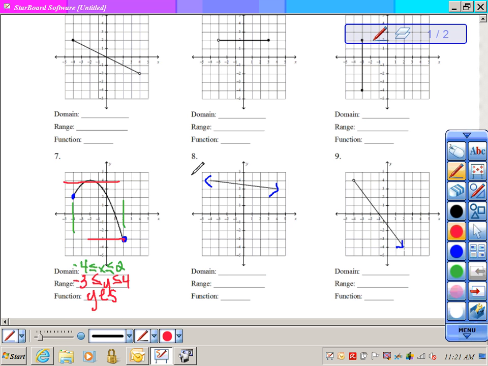Number 8. Domain, my x values. It's going to continue going to the left and continue going to the right, so I can assume it's going to be all of these numbers on this number line. So I can say all real numbers, or we can draw the R.